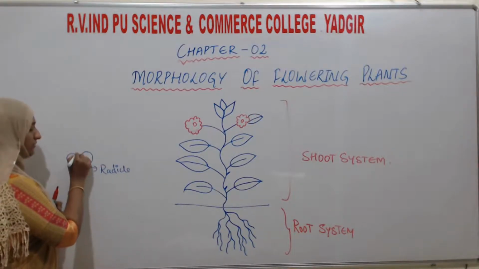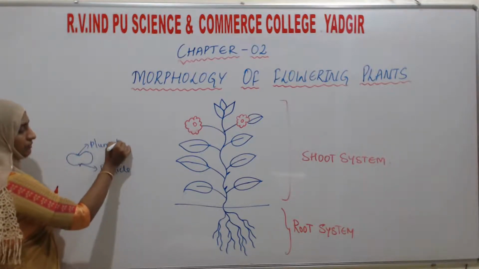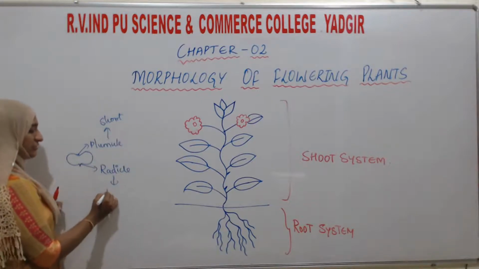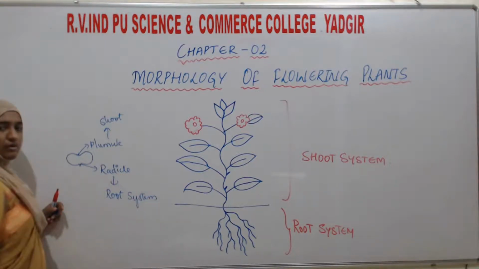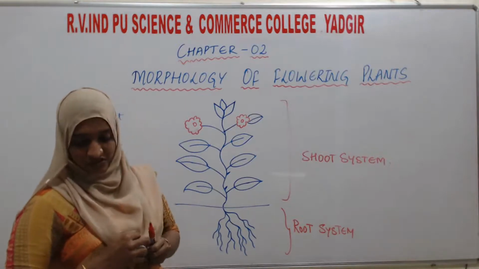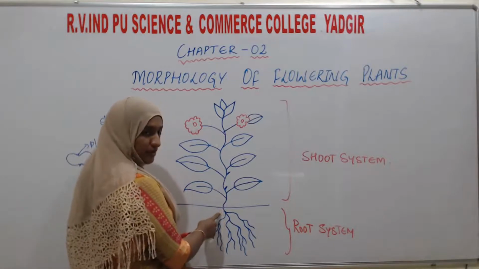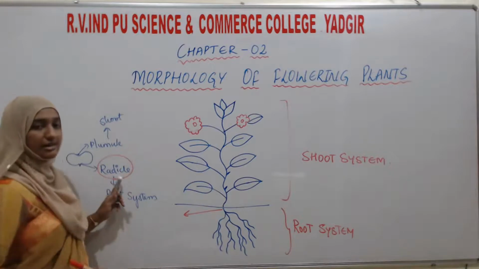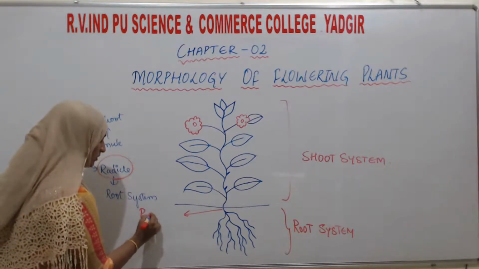and one more point will be there. This is known as the plumule. Plumule will give rise to the shoot system, and radical will give rise to the root system. Okay. Now next, this root system has a particular root, which is the first part. Just arises from which part? That is the radical, and it is known as the primary root.